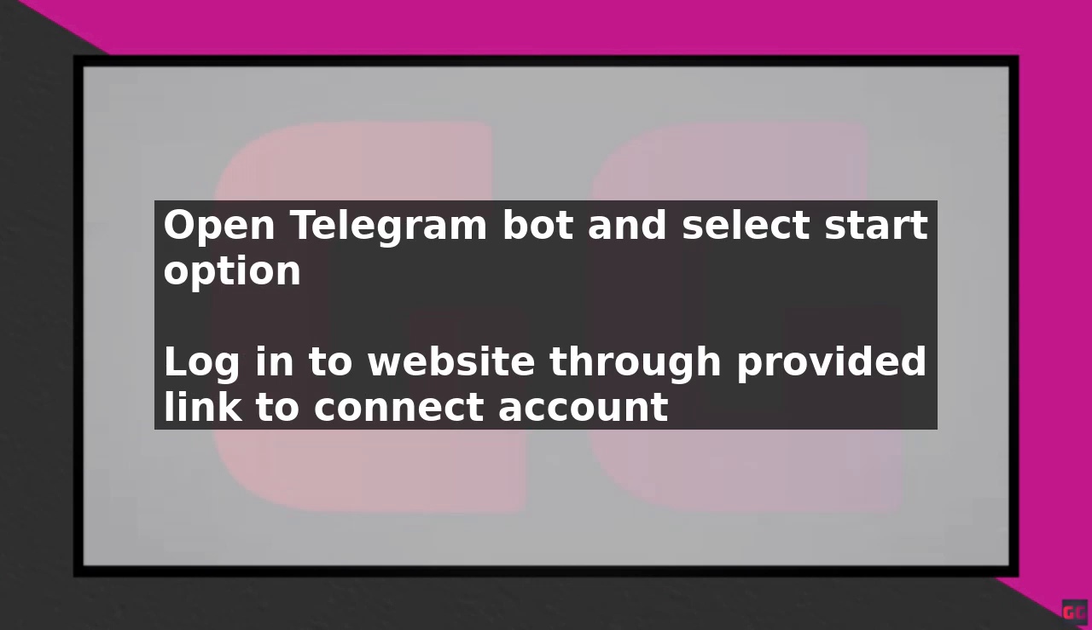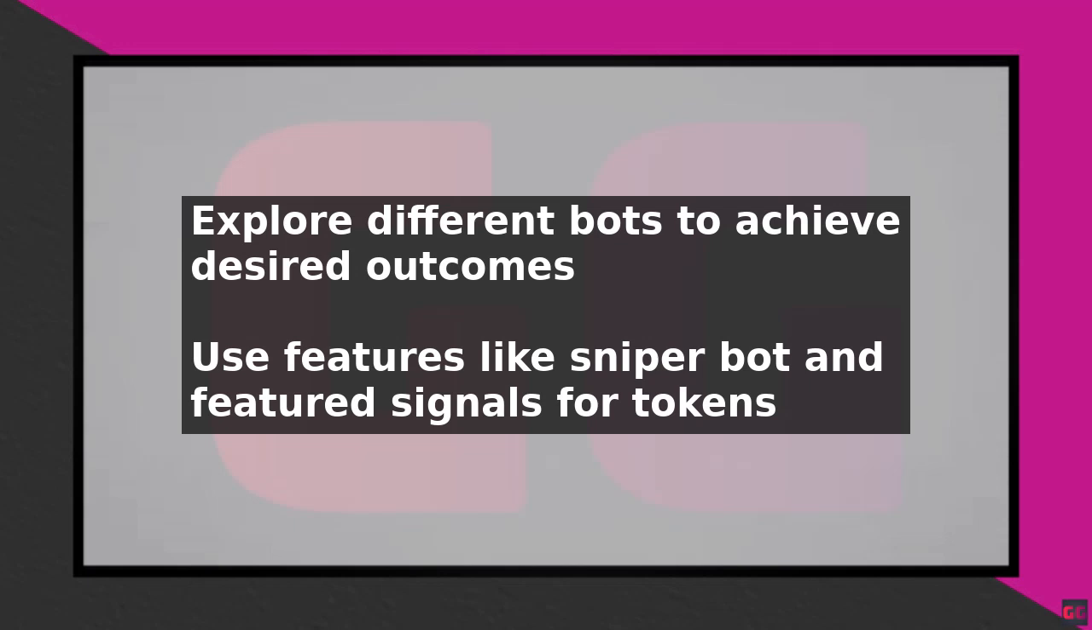You'll be asked to either start the bot or open it in the web version. Choose the option that suits you best. Once you've opened the bot, you'll see a menu where you can start by clicking on the Start option. This will prompt you to log into the website, and a link will be provided for you to do so. After logging in, you'll be connected to your account and can begin using the Telegram bot.